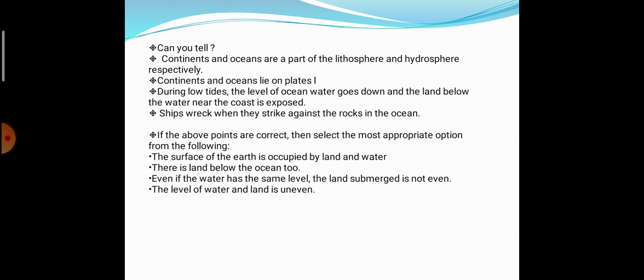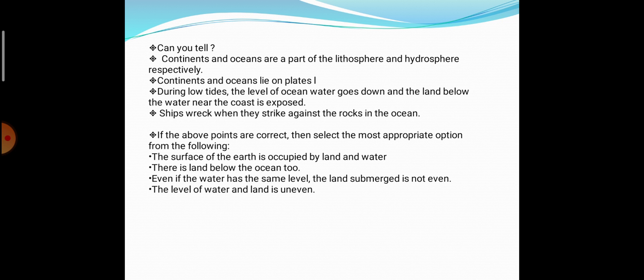Ships wreck when they strike against the rocks in the ocean. Sometimes in the ocean there are rocks which are invisible above the sea level. Due to this, ships wreck when they strike against them. An example was the Costa Concordia, which capsized at Giglio Island on January 13, 2012, and which also resulted in 32 deaths. You can Google this shipwreck; it was one of the recent ones.